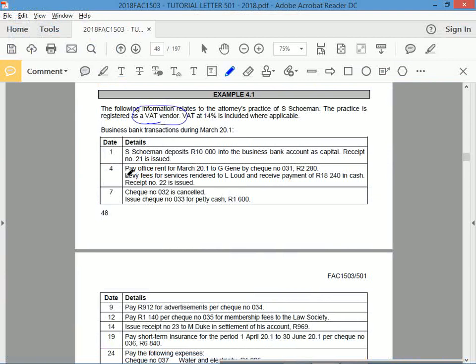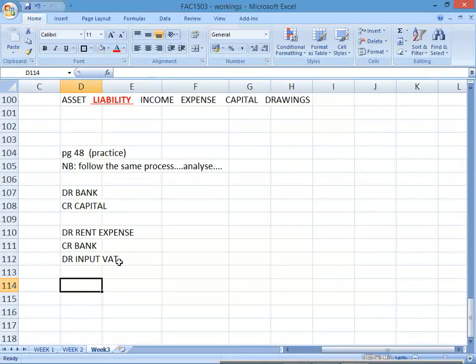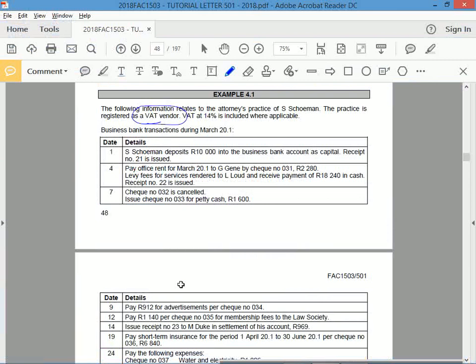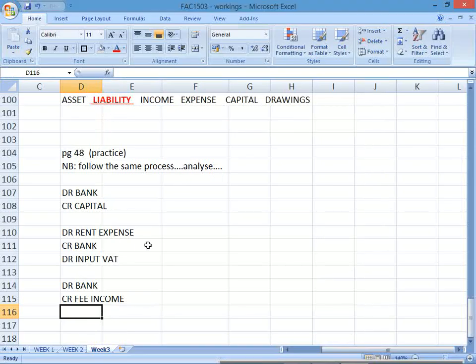Okay, next. Levy fees for services rendered to L and received payment of that amount in cash. Fees journal, or CRJ, right? What do we do? Debit the bank, because I'm getting cash, credit the fee income. Make sense? Are we a VAT vendor? So services that you render will have what? VAT. Yes. Credit output VAT. Makes sense?